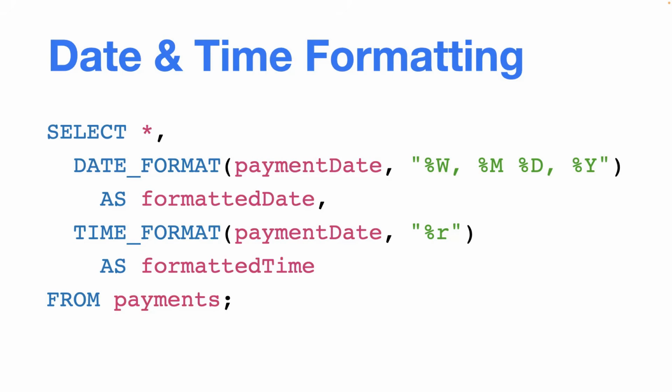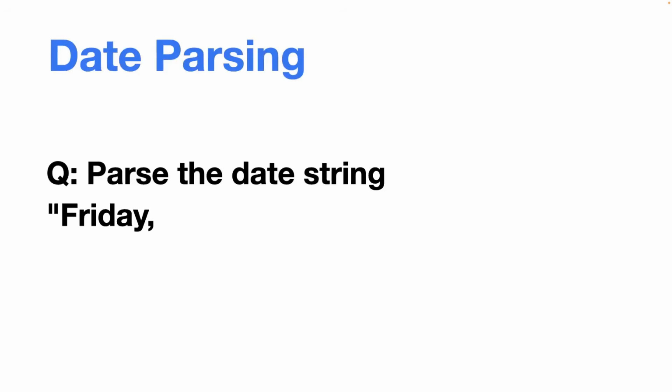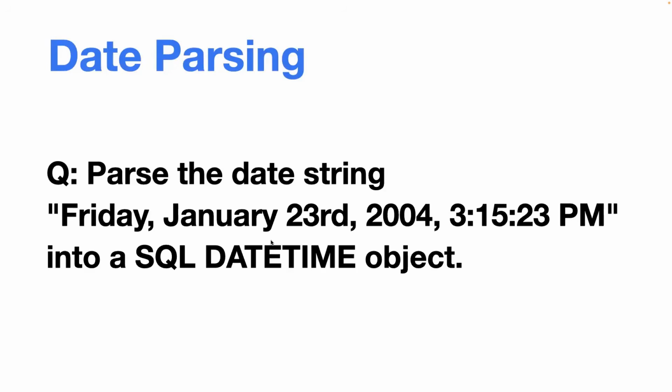It's possible that in some cases you may have date in a different format. So here's a question. We want to parse the string Friday, January 23rd, 2004, 3:15:23 p.m. Let's say you have a CSV file which contains this kind of information, and now you want to insert that information into a SQL database. How are you going to convert it? Maybe first you put it into a table, and this is just a string because SQL cannot automatically parse such complex formats. So this is stored as a simple string.